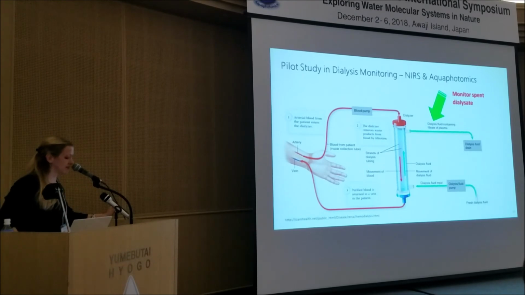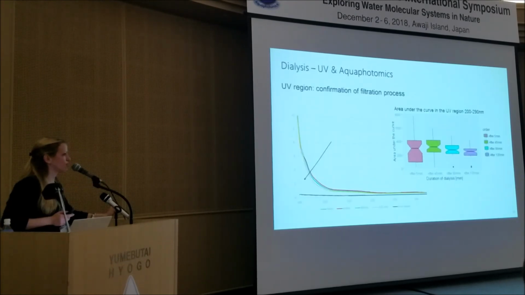So with this monitoring of spent dialysate, I did some analysis in the UV region because there are some reports that the UV region was actually used for monitoring. Some of these uremic toxins actually absorb in the UV region, so it was quite interesting for me to try. And it was very interesting to see that in UV, as you see, as the dialysis progresses, the spectra of this spent dialysate is actually approaching the spectra of pure water. So I could just measure the area under the curve of this spectra and see that my spent dialysate is becoming more and more pure.